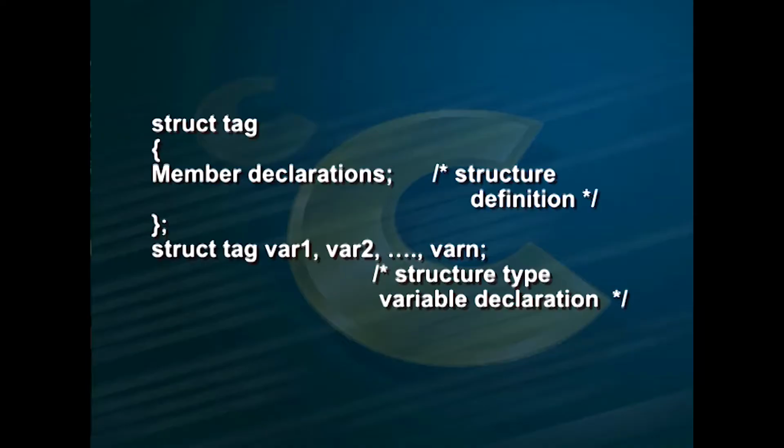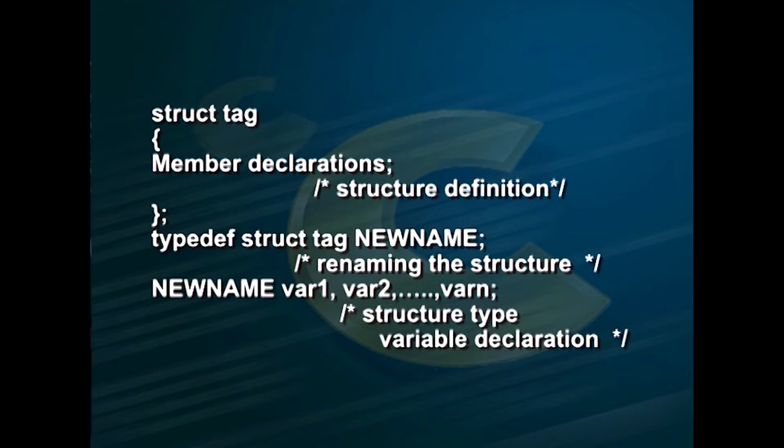There are different ways to define structure variables. The first one: struct tag { member declarations };. This is the structure definition. Then struct tag variable1, variable2, up to variable n. This is the structure type variable declaration. In the second type: struct tag { member declarations }; and typedef struct tag new_name;. This is the renaming of the structure. Then new_name variable1, variable2, up to variable n;. This is the structure type variable declaration.